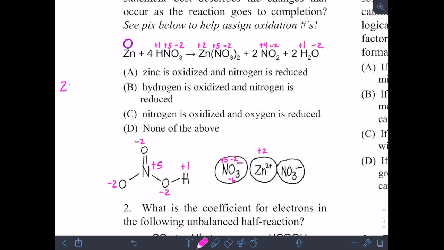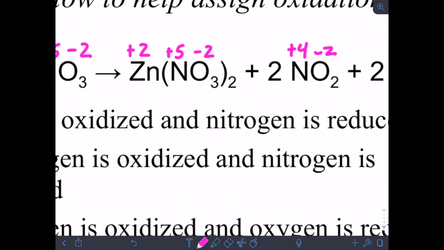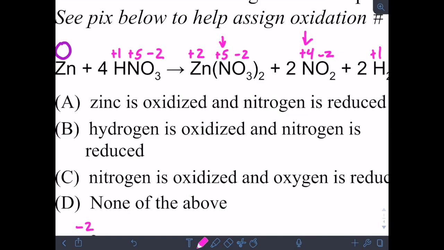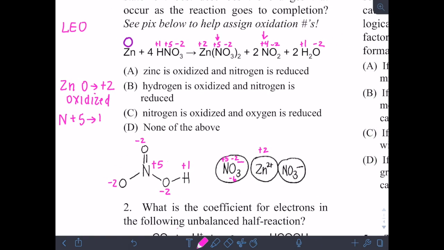Zinc goes from 0 to +2. That means it's losing electrons. That means it's being oxidized. Whereas nitrogen is going from a 5+ state to a 4+ state in NO2. Here it is. This, no change, but some of our nitrogen is being reduced because it's gaining electrons.